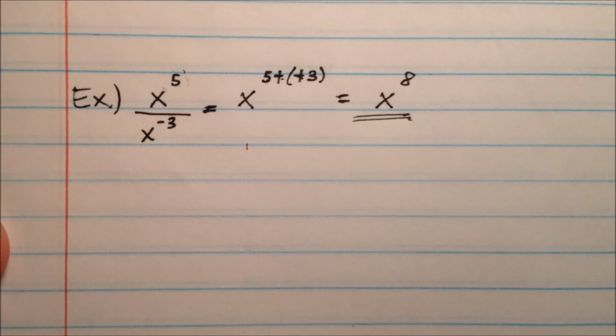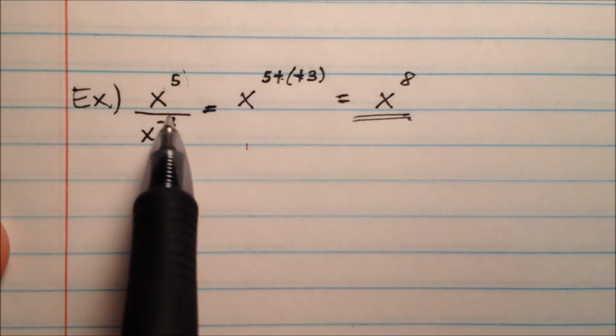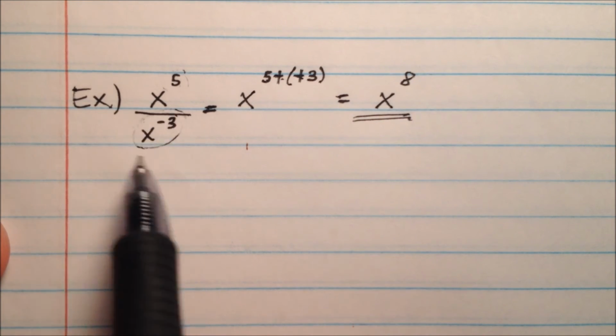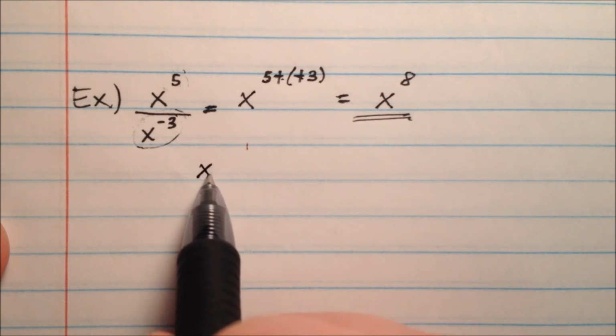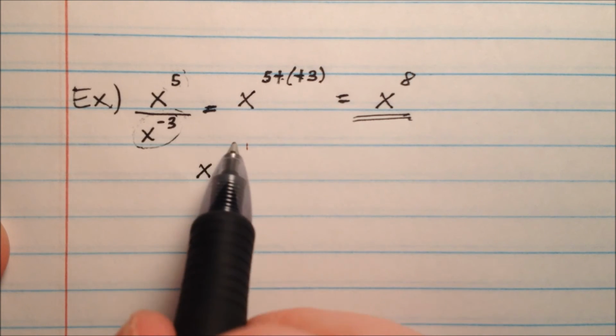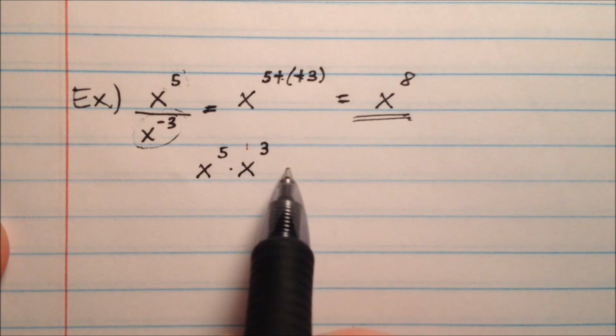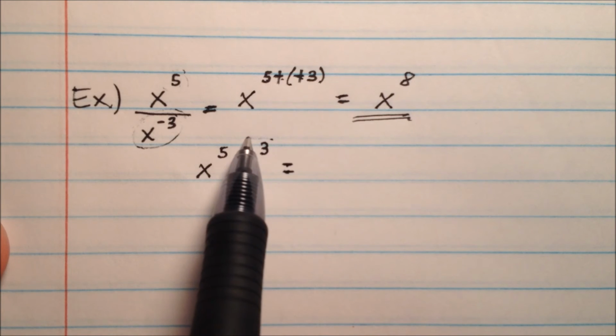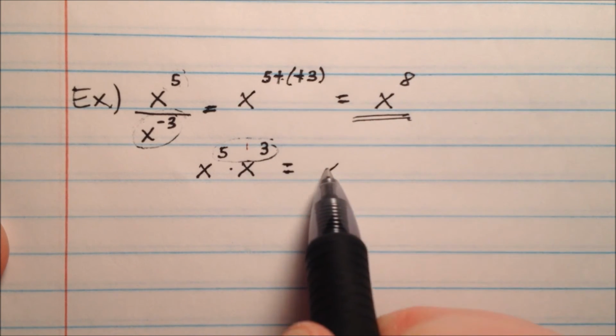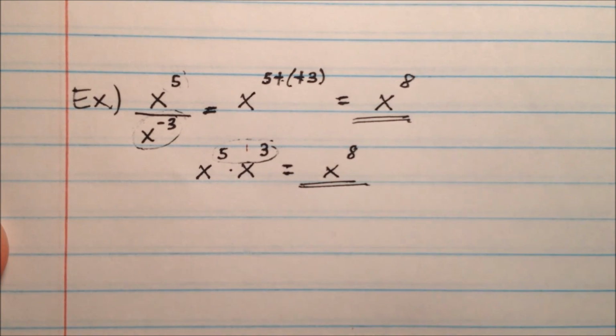Notice, however, we could solve this same problem a different way by first fixing this negative exponent. Since it's negative on the bottom, we can slide it up top, and it'd be x to the 5th times x to the 3rd, which then we could use our product rule and say 5 plus 3 equals x to the 8th. So you'll notice in both cases you're going to get the same answer.